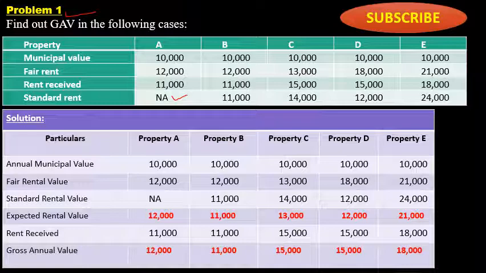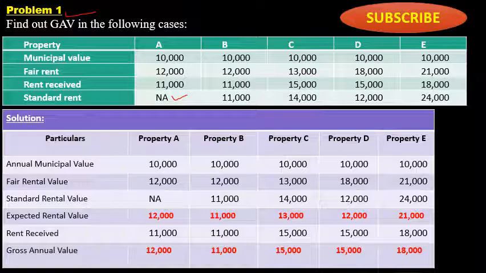The property which is used for residential purpose by the assessee is called self-occupied property. The property which has been let out for a rent to other persons by the assessee is called let out property. Now, in this problem, there are five properties A, B, C, D and E. So before starting the calculation, first you have to find out the nature of the property.